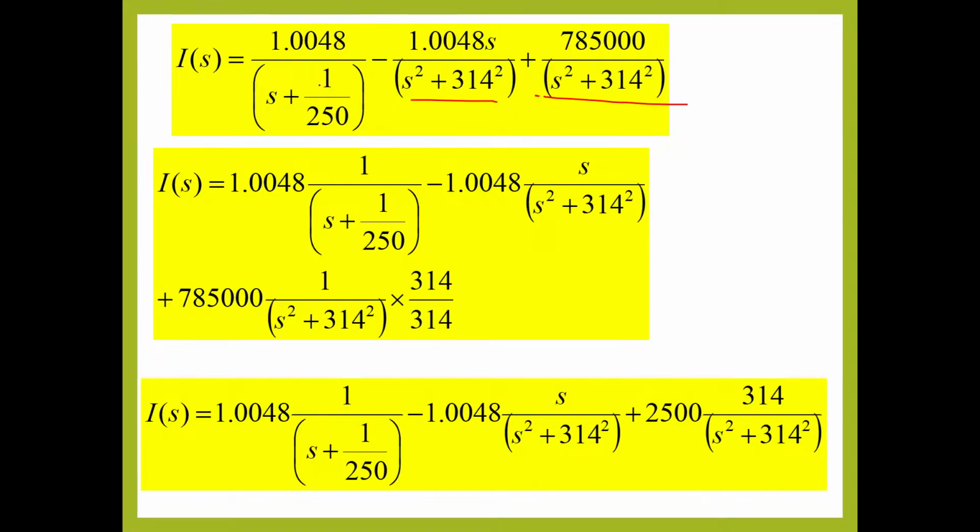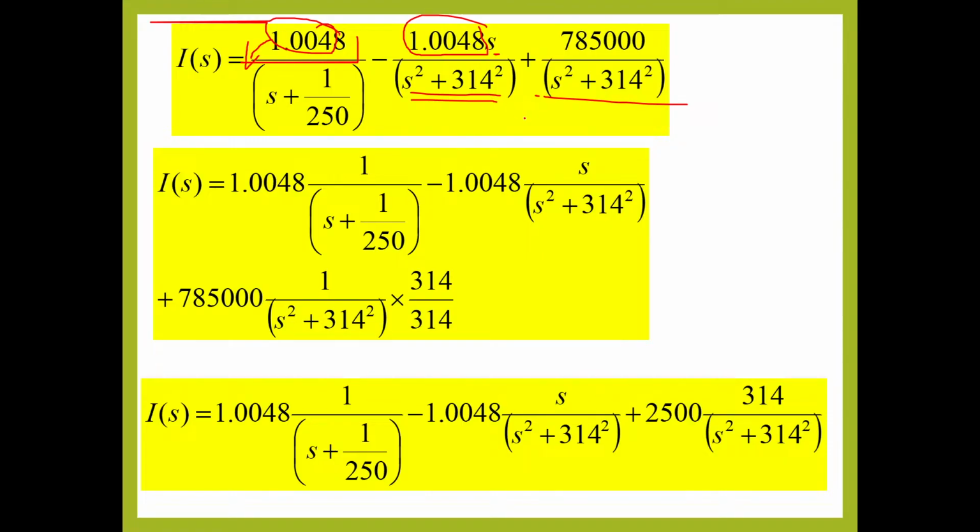Okay. So here I can go for inverse Laplace now. I will consider this as a constant, into 1 divided by s plus 1 by 250. I didn't take the inverse Laplace in this slide, I have done some other simplification. So if I go for inverse Laplace, I will get e power minus 1 by 250 t. And here I can keep this constant aside, and s divided by s square plus 314 square is there. So the inverse Laplace of s by s square plus 314 square gives cos omega t, that is cos 314t.